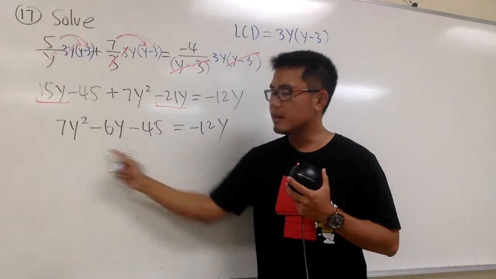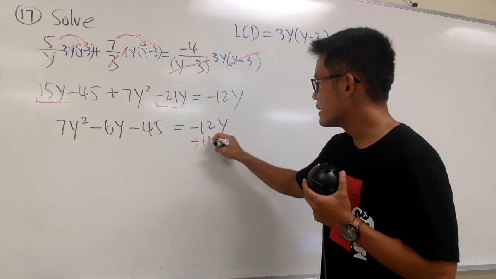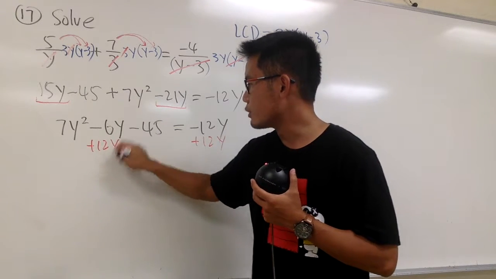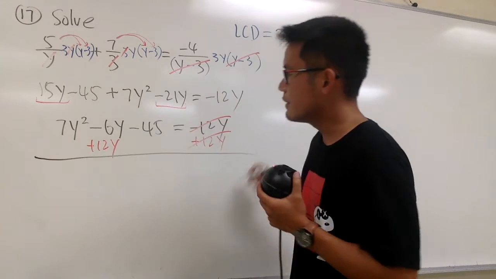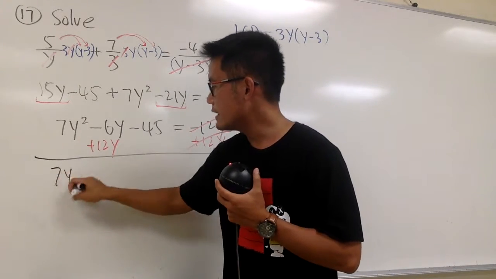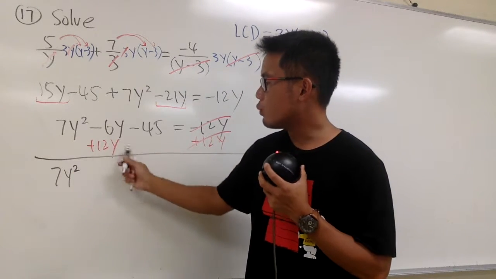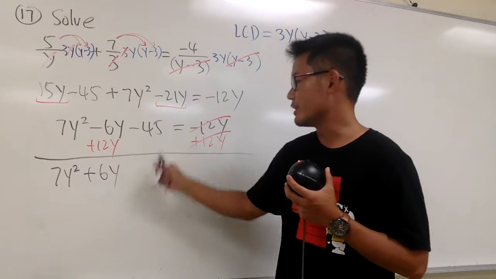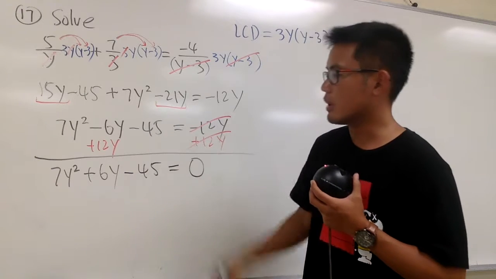Keep in mind, we cannot factor this yet because the right-hand side is not equal to 0. So let's go ahead, put down plus 12y, and line up with the y terms. So let's add 12y on both sides. So this and that will be cancelled. And we will have 7y squared, and negative 6y plus 12y is positive 6y. And then we continue. Minus 45, and this is going to give us 0.